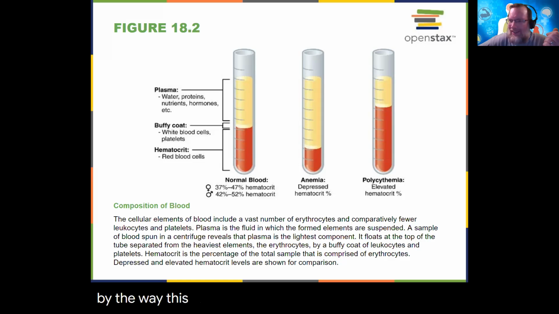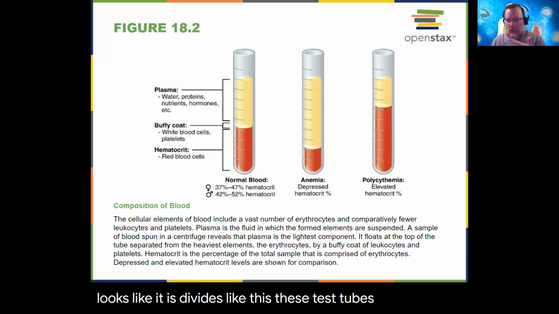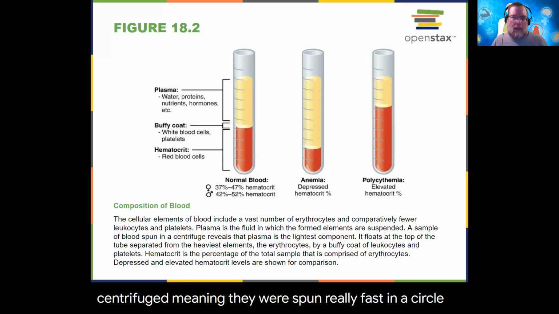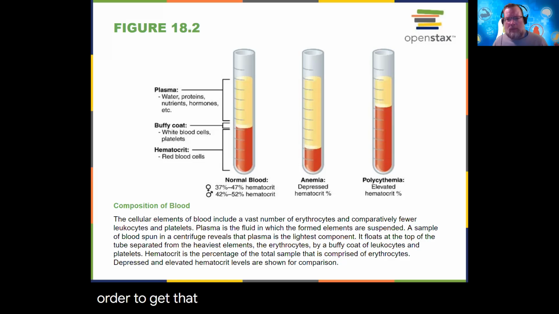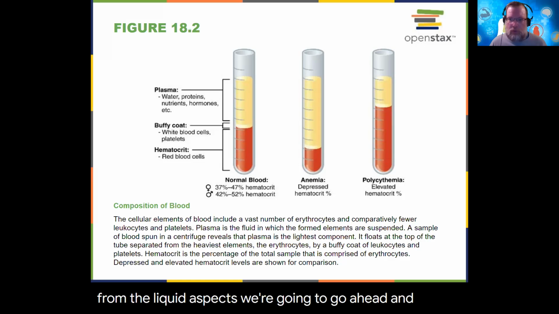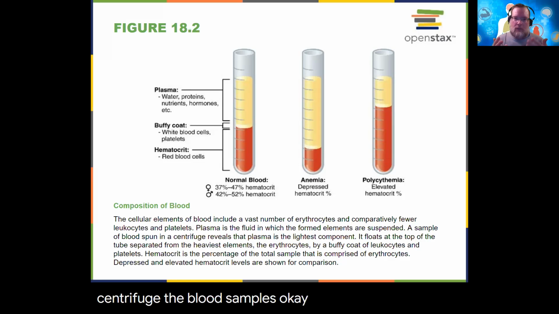By the way, this illustration is certainly not what blood looks like, right? We don't take blood and it just divides like this. These test tubes were centrifuged, meaning they were spun really fast in a circle in order to get the solids or the cellular aspects separated from the liquid aspects. We're going to go ahead and centrifuge the blood samples. Okay, so that's what's going on here. That's why the blood is separated.